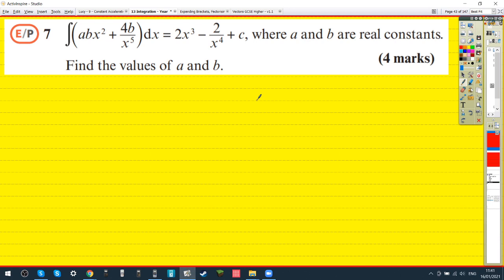Are we able to work out the stuff in the bracket or not yet? Nope. It's just in a bracket saying they're both integrated. So we can integrate 2x cubed minus 2/x to the 4 plus c. The integral of the left side gives you the right side, and so you have to say what is A, what is B from that.